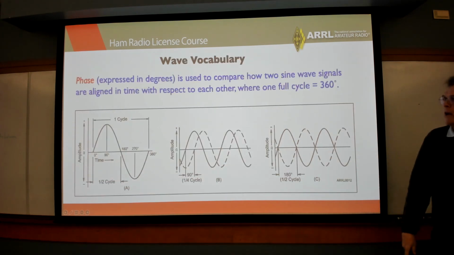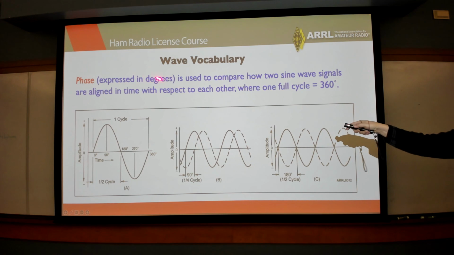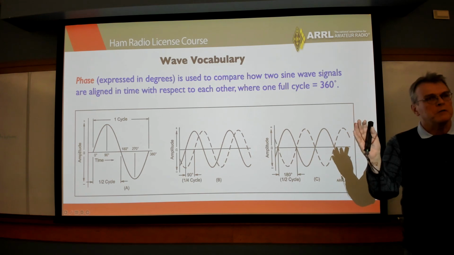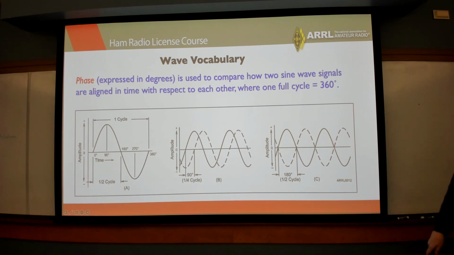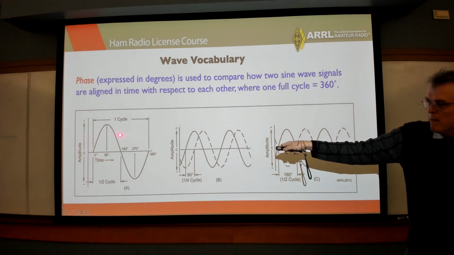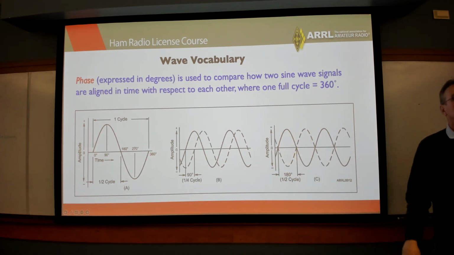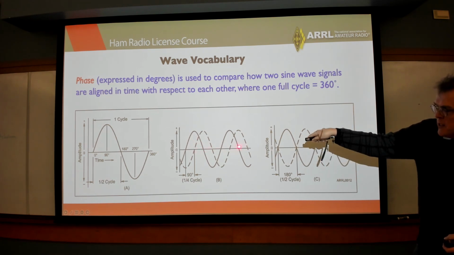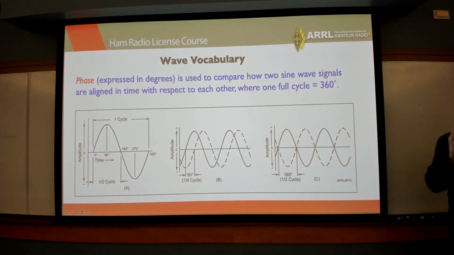So, more vocabulary. Phase. You'll hear the word phase tossed around. Now, this is expressed in degrees. And it's a way of comparing 2 sinusoids and, in effect, seeing how they are aligned in time with respect to each other. If you remember your trig, a sinusoid goes through 1 complete cycle of a sine or a cosine wave over 360 degrees. So again, if you had your high school trig, you remember that. In this case, let's say we're comparing 2 sinusoids. If I shift one of them with respect to the other, I can measure that amount of shift in degrees, in how much of a fraction of a cycle.